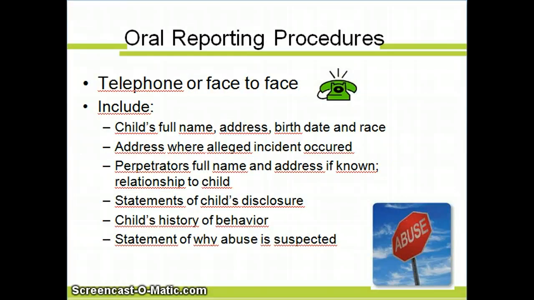To begin reporting, you can make a telephone call or a face-to-face report. You are to include the child's full name, their birth date, their race, the address where they live, the address where the alleged incident occurred, who the perpetrator is, if you know that, and their full name and address, and any relationship to the child, any statements that the child has made, any history of behavior of this child, and a personal statement from you of why you suspect this is abuse.